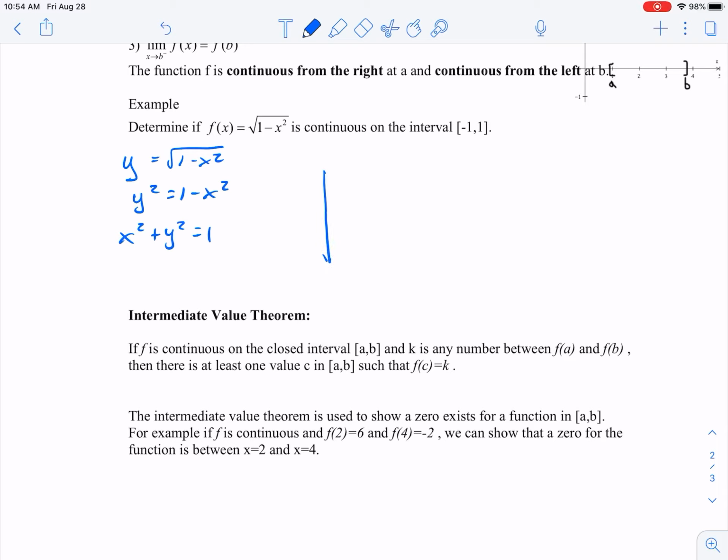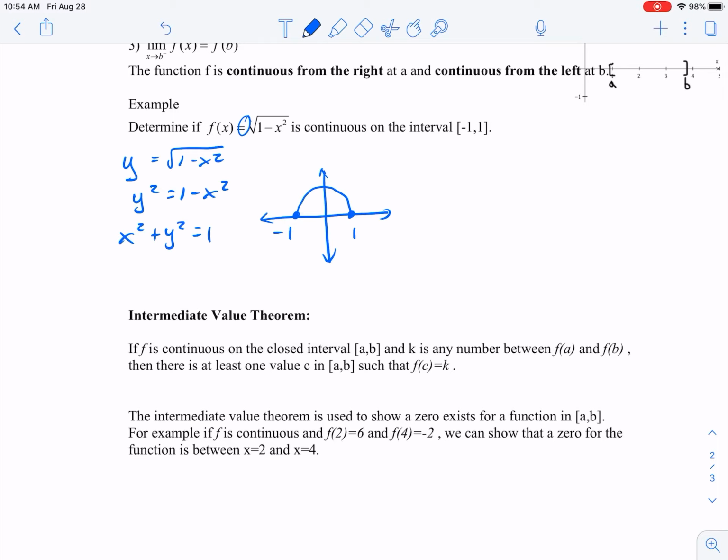So if I'm going to graph it, it starts at the origin, goes like this. This is -1 and 1. It's only the top half because we have a positive root. Okay? It's a continuous function. Yep. Don't have to pick up my pencil.